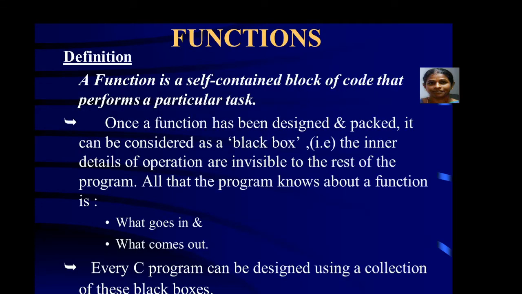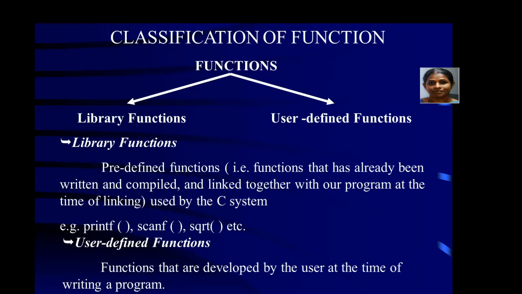A function is a self-contained block of code that performs a particular task. Once a function has been designed and packed, it acts as a black box. The user knows what goes in and what comes out. The internal design is not known to the user. C programs can be designed using a collection of these black boxes.